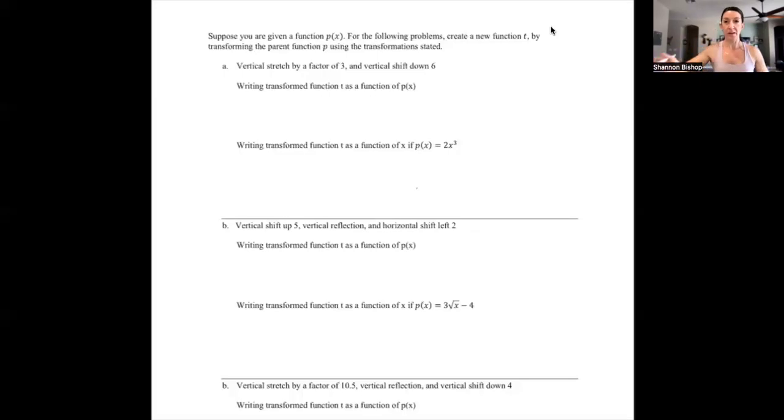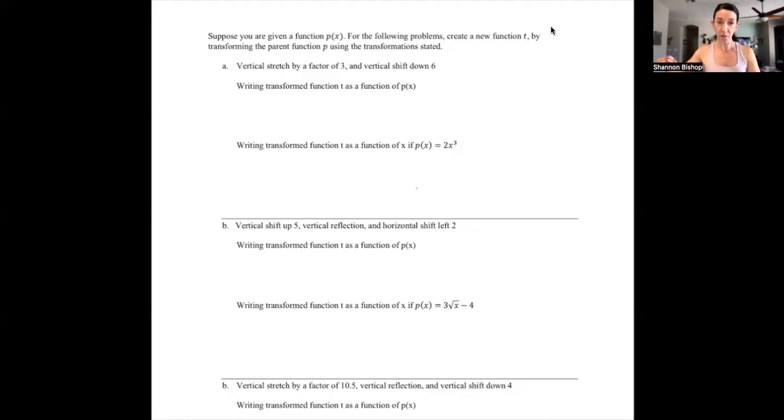Hey folks, wanted to make a video here to address a common question that I get, which is in regards to when we're doing transformation of functions, there are two ways that you can report your final transformed function. And the two different sets of instructions are going to look something like this. So I have a few examples planned to address this issue and hopefully shed light on it.